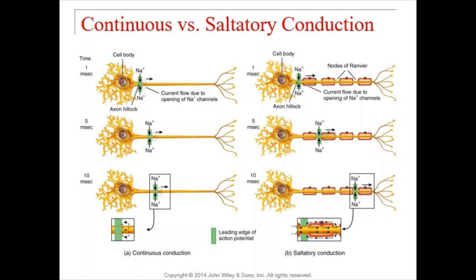And over on the B side, on the right side, is saltatory conduction. And right off the bat, when you compare the right side pictures to the left side pictures, you're looking at a neuron, and you're looking at the action potential travel down the axon of the neuron. But you notice a difference between the right side and the left side right away.